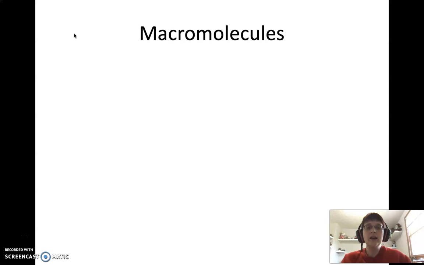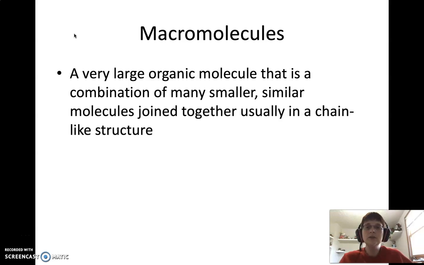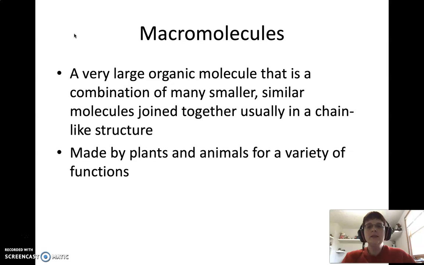So let's take a look first at our natural polymers. So our natural polymers are what we call the macromolecules. These are just very large organic molecules that are going to be combined together as a combination of smaller molecules, monomers to polymer, and they're usually joined together in a chain-like structure to make these macromolecules. They are going to be made by plants and animals for a variety of functions, as we'll see, some of them for energy, some of them for structure. It just depends on what they need them for.